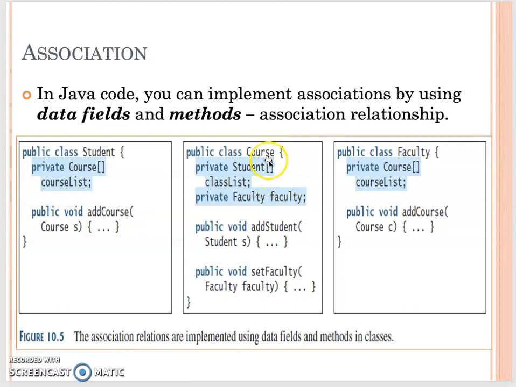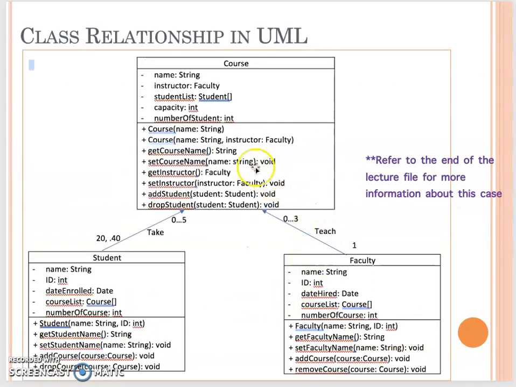A course can have 5 to 60 students, so we need to make an array. When a student adds the course, at the same time the course needs to add the student. Then we need to set the faculty. That's the association relationship and how we implement it in Java code. Here we simply talk about the association relationship among course, student, and faculty.